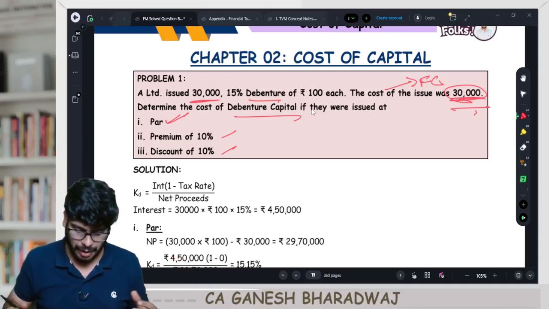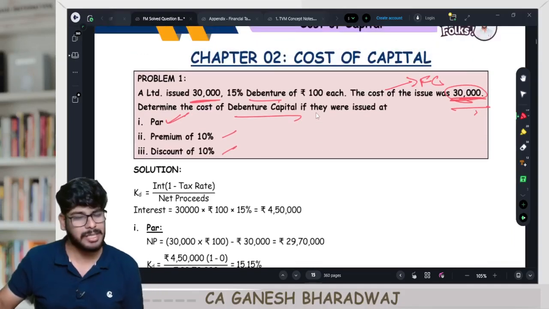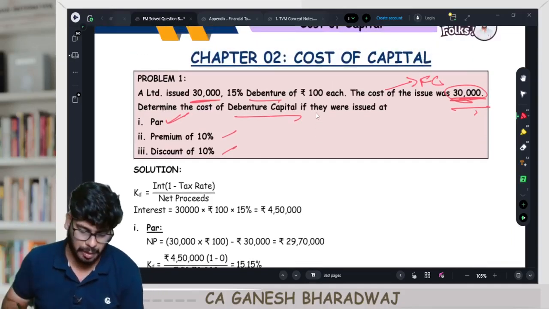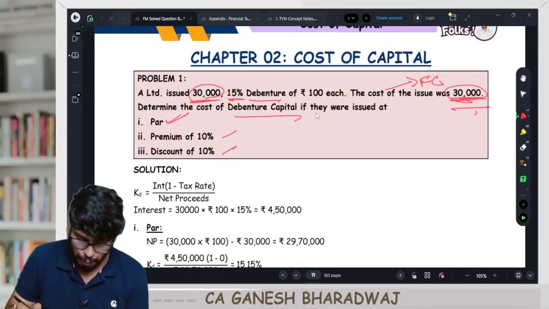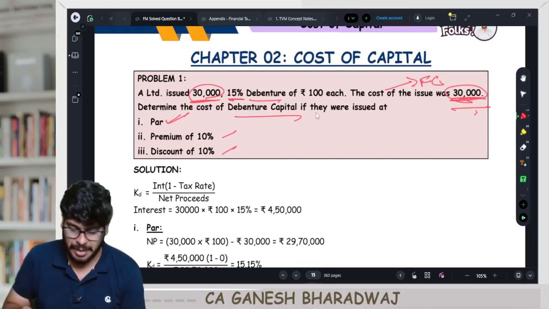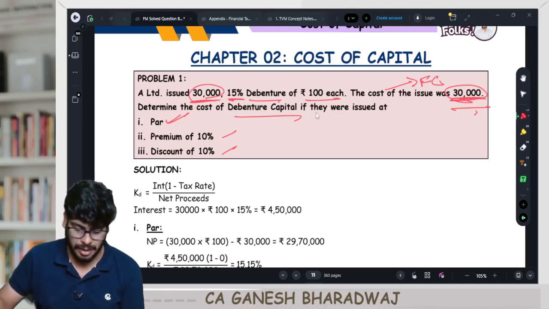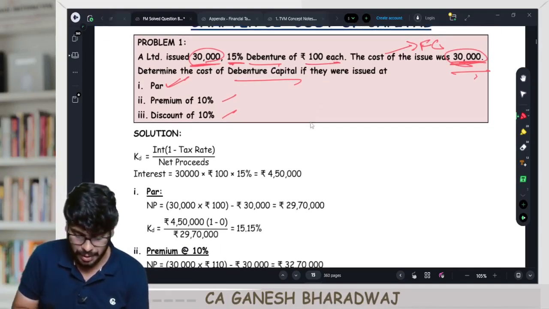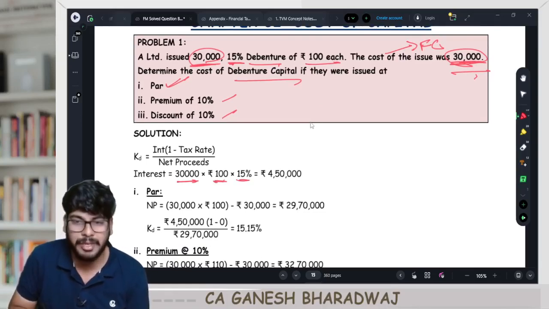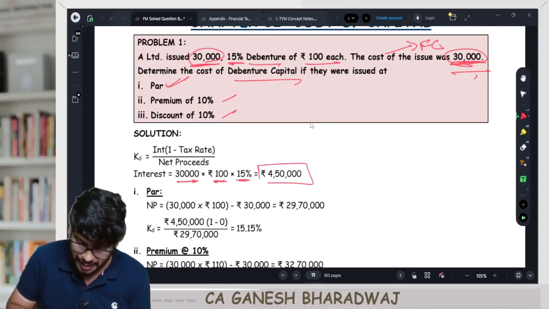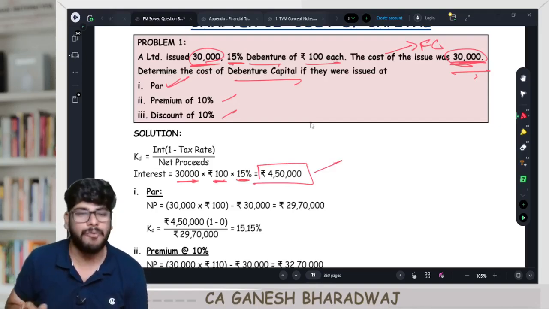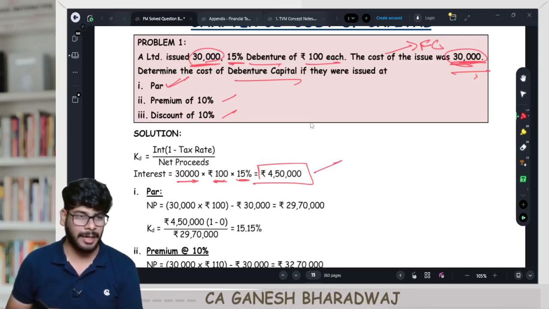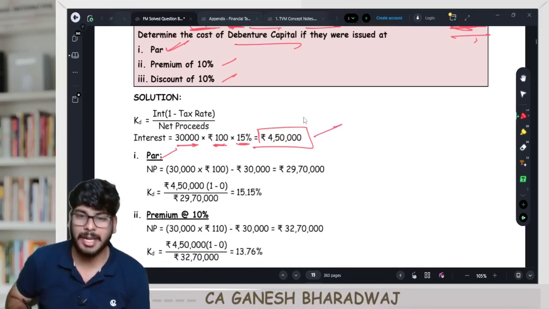Correct? So now, what is the total annual interest payout by the company? They have issued 30,000 debentures, carrying a coupon rate of 15%, and the face value of every debenture is 100. So the total interest payout every year is 30,000 debentures into 100 rupees, on which 15% is being paid. Every year the company is paying an interest of how much? 4,50,000.